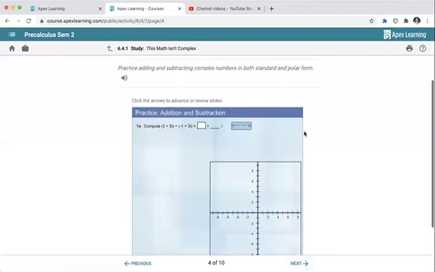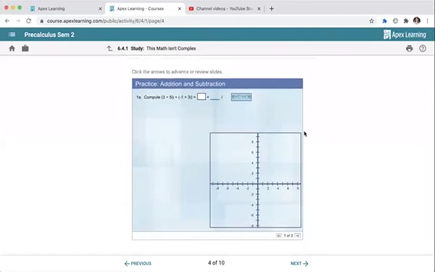So then here, if we look at some of these practice problems, there you go. Okay, so our answer for this is going to be 2 plus 8i. All right, and again, 3 minus 1 gives us 2. 5 plus 3 gives us 8.